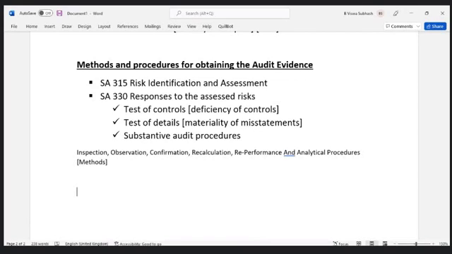You try to perform the procedure in the same manner as that of the regular accountant and see whether you are getting the same results or not. That is reperformance. And then analytical procedures, the 5% analysis, the ratio analysis, the simulations, the Benford's law detection, all of that is basically your analytical procedures.